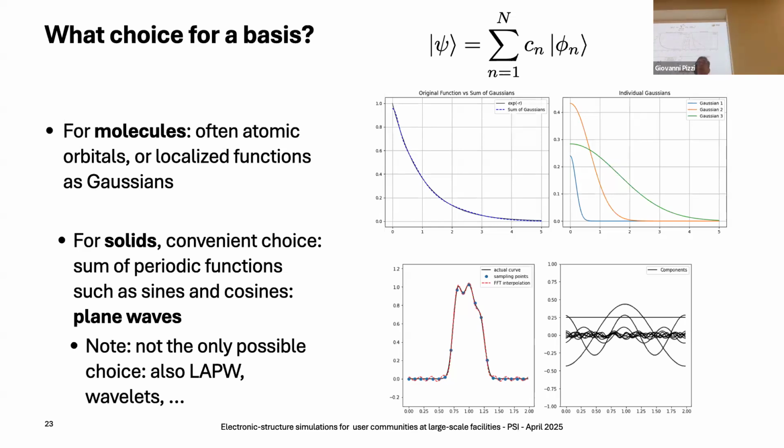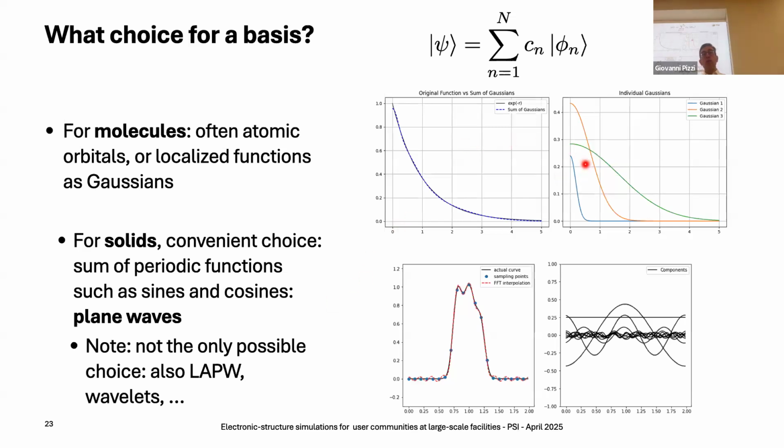For molecules, typically one tries to use a very localized basis set. For instance, a set of Gaussians centered on the atoms in your molecule. The reason is that with Gaussians, you can easily do integrals and compute these matrix elements between Gaussians at different sites analytically. So it's very fast to compute these integrals.